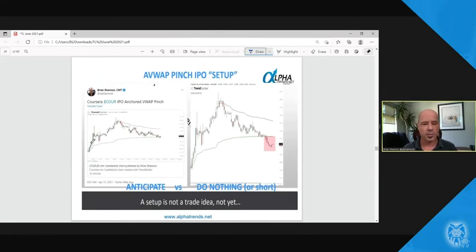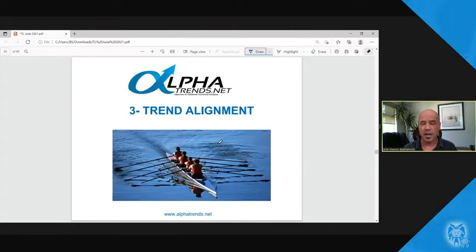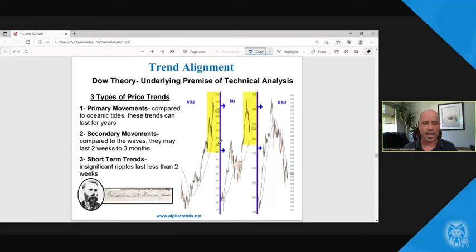Now, the reason we don't just buy in a pinch, here's another. Coursera came public. It looked like they were starting to find some buyers in here, and this was being defended. So I'm anticipating something like this to happen. And then as it gets above that volume weighted average price and makes the higher high, I'm going to put my stop under this low or this low, but instead the stock breaks down. Big deal. So what? Move on to the next. The point I'm getting to here, the strategy is trend alignment.